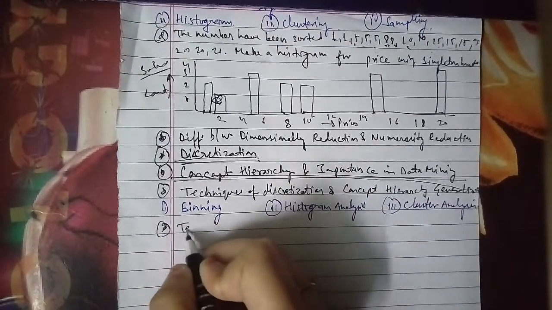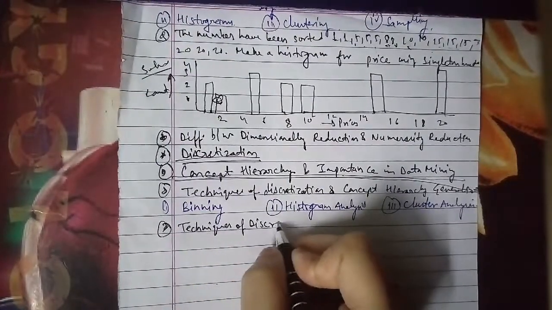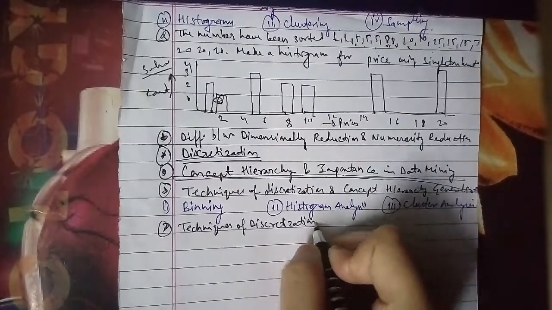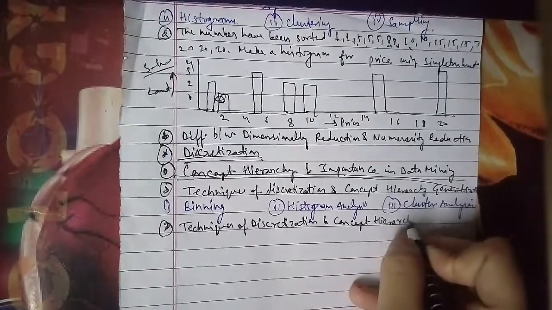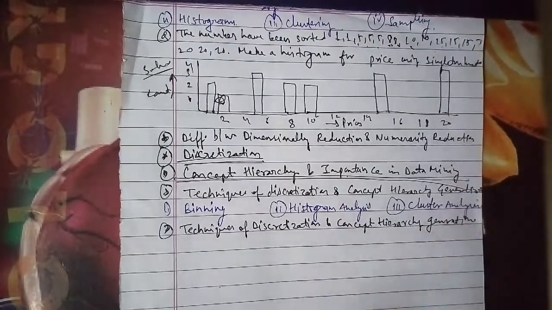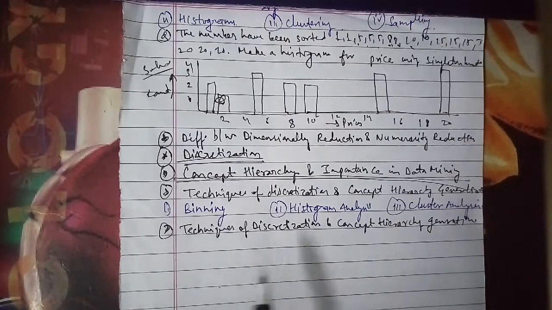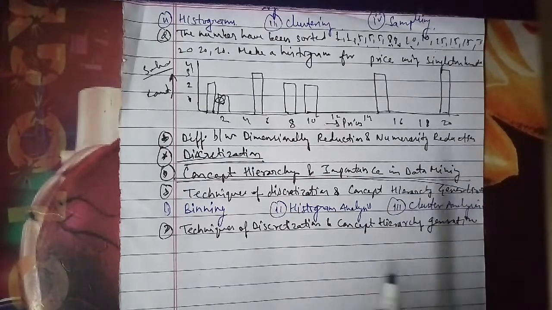Specification of a partial ordering of attributes, that is, explicitly at the schema level by experts. So here, this procedure requires a group of attributes, and the expert can easily define the concept hierarchy by specifying a partial or the total ordering of the attributes at the schema level here.